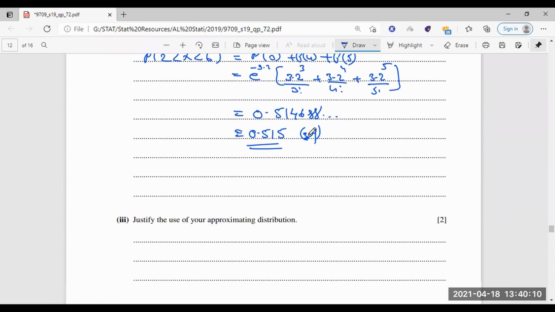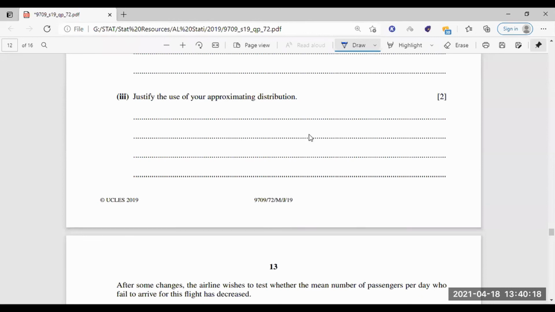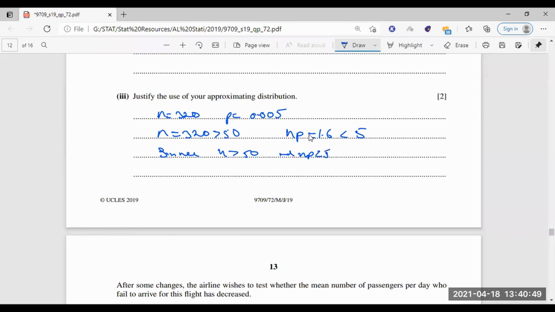All right, so moving on to the next part. Justify the use of your approximating distribution. I've already discussed this in the previous part. We have here n equals 320, probability was 0.005. So we used Poisson because n is equal to 320, which is greater than 50, and np is 1.6, which is less than 5. So since n is greater than 50 and np is less than 5, Poisson is suitable. We have 2 marks for this: 1 mark for stating that n is greater than 50, and the other mark for stating np is less than 5.